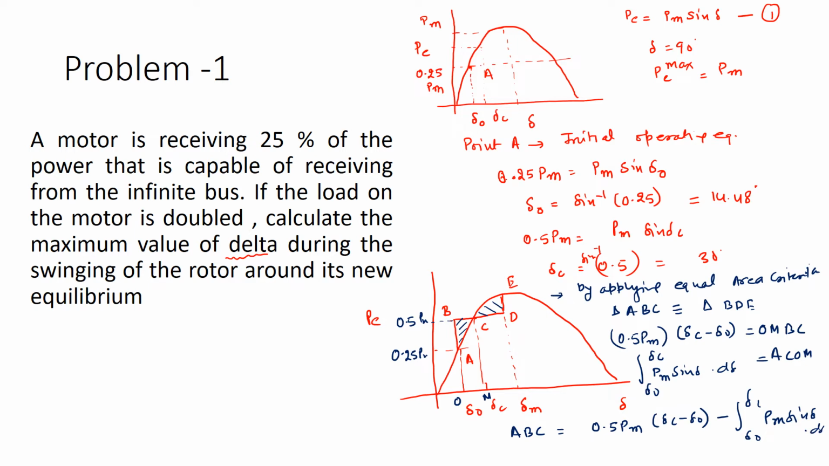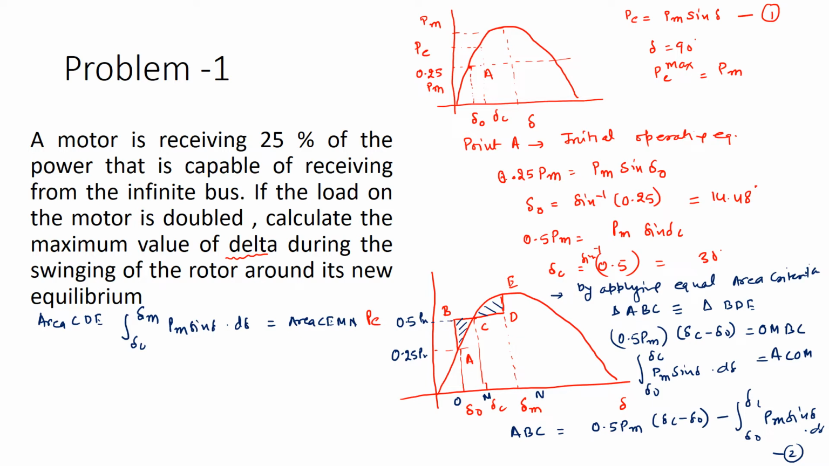Likewise, I can also calculate the area BD. So this is expression 2. Now expression 3 represents the area CDE. So this area CDE, how will I calculate? First I will calculate this area under the curve. So this is delta C to delta M, Pm sine delta d delta, which will be the area of CEMN.